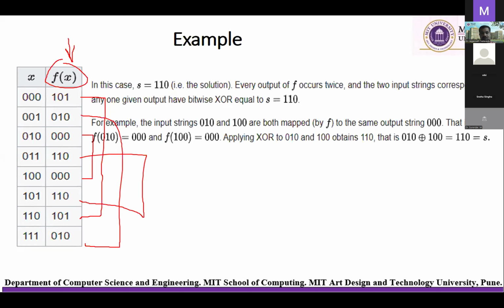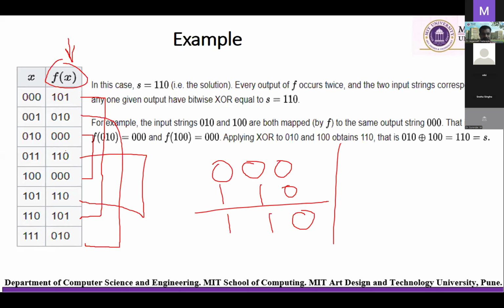Here we have observed that each output occurs twice, and the two input strings corresponding to any given output have a bitwise XOR. If we check the bitwise XOR of the inputs with the same output, for example 000 and the matching input 110, and we take the XOR, then we get 110. So yes, it is 110.